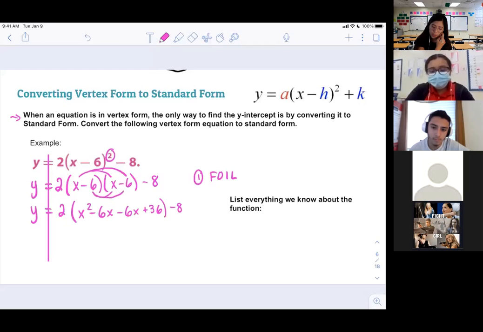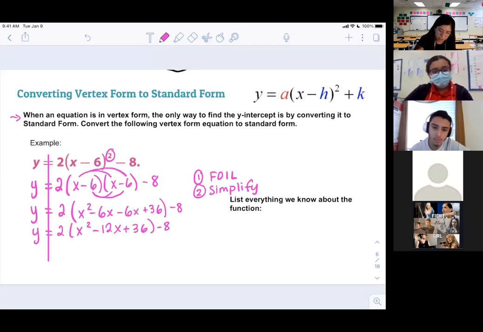Okay. Step 1 was FOIL. Step 2, we're going to simplify, because I can combine like terms. What can I combine? Negative 6x and negative 6x. Good, negative 12x. Step 3, we can distribute.